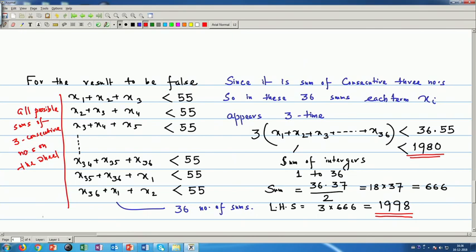So, the conclusion is that we have at least 3 consecutive terms whose sum is greater than or equal to 55. See, this is an indirect way that we have actually proved it, and these 36 sums we have written, that is actually by induction, an indirect way of applying induction.